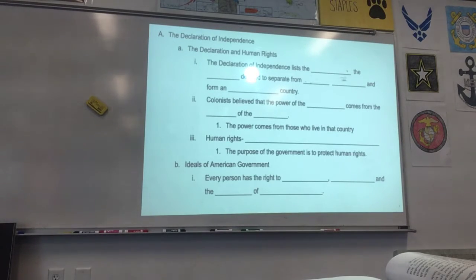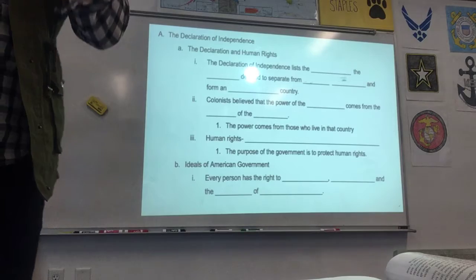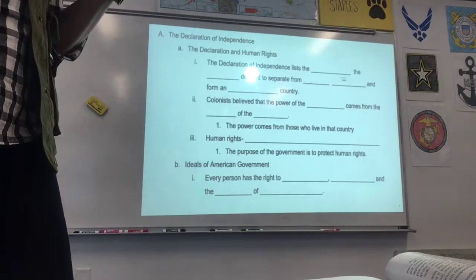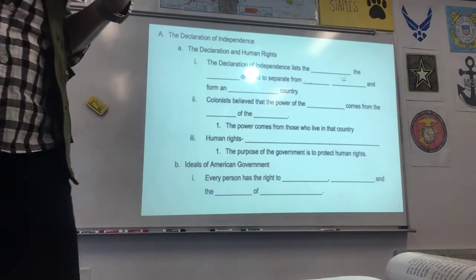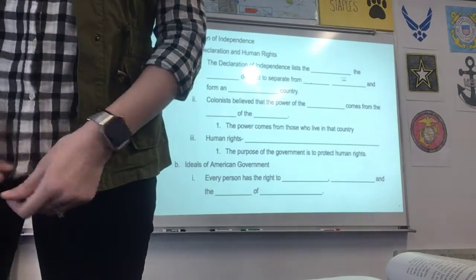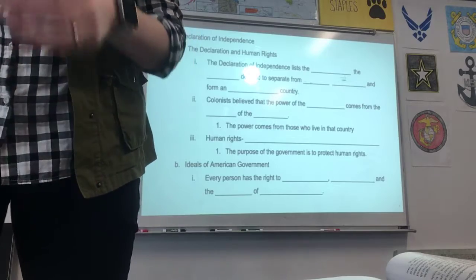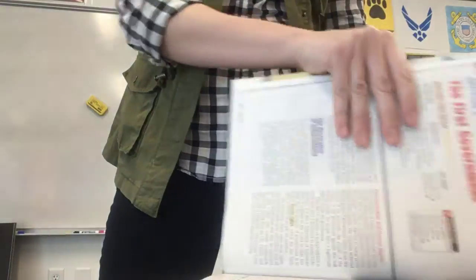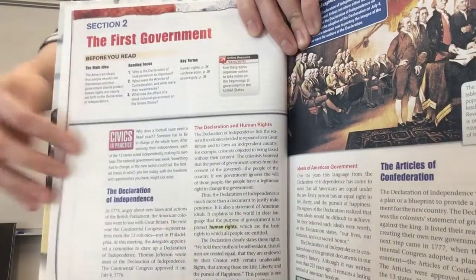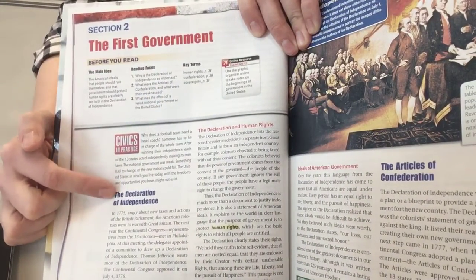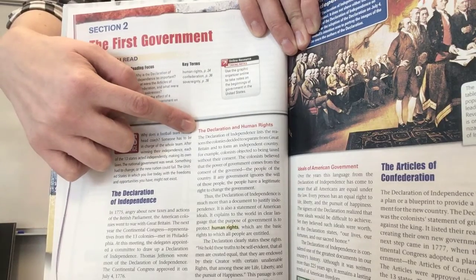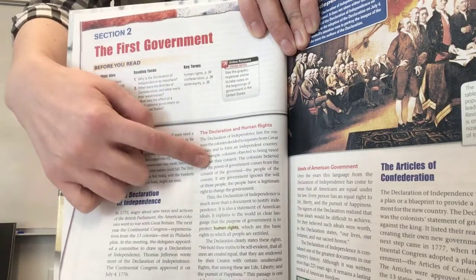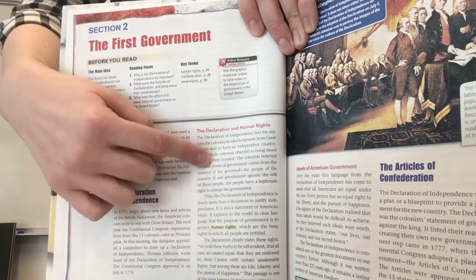Okay, so for your notes. Declaration of Independence. I like to say the Declaration of Independence is the ultimate breakup letter. It's the ultimate breakup with Great Britain. Okay, so in your notes it says the Declaration of Human Rights. If you look in your textbook, the headings go right along with your notes. So here's your A on your notes. Here is your little a, Declaration of Human Rights. Okay, and then we're going to find the info for your notes in these paragraphs here.